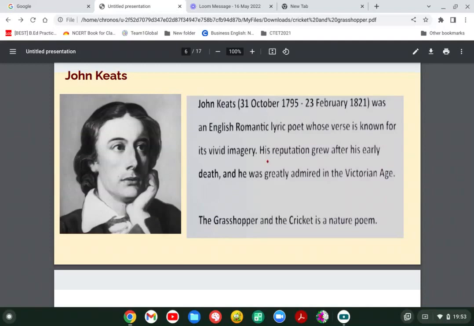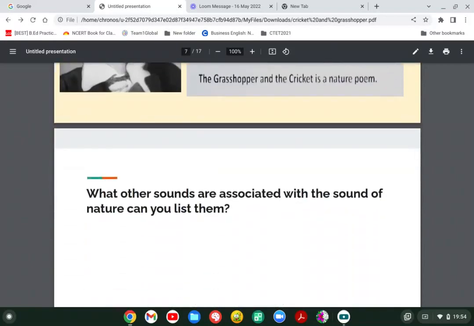He was an English romantic lyric poet whose verse is known for vivid imagery. Like he can make you picture the things that he is talking about. Like if I say to you, class, the sun is shining brightly on you, you can imagine that sun rays are falling on you, right? In the same way he used that kind of imagery in his poems, so that he can make people experience what he is writing, right? So Grasshopper and Cricket is a nature kind of poem.